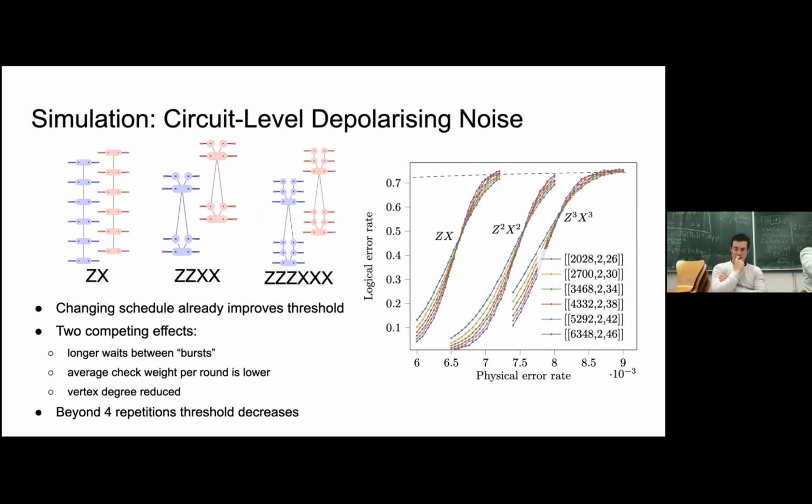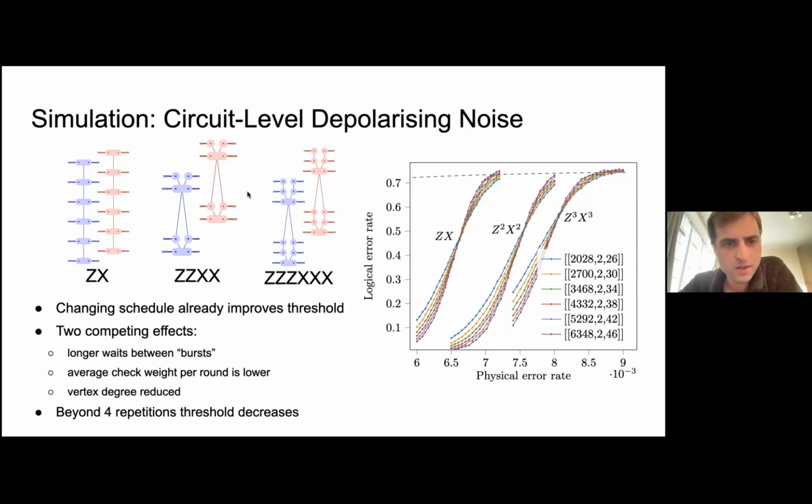Wait, what is the graph showing? And so it's showing some advantage in changing the order in which you measure the Z and X stabilizers? Exactly, yeah. And so what is the intuition into why this improves the threshold?